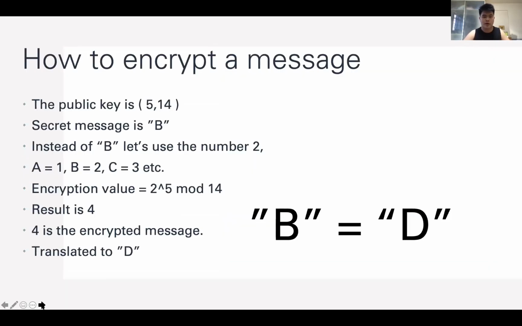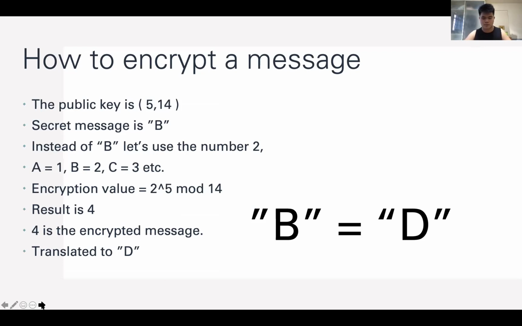Now, how do we encrypt a message? The public key from the previous slide, as known, will be 5, 14, and we can encrypt our secret message, which is the letter B. But now instead of encrypting the letter, we should assign a number to the letter. So let's use the number 2, which means the rest of the alphabet will follow accordingly: A being 1, B 2, C 3, and so on.